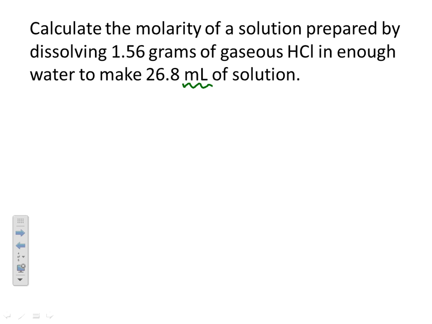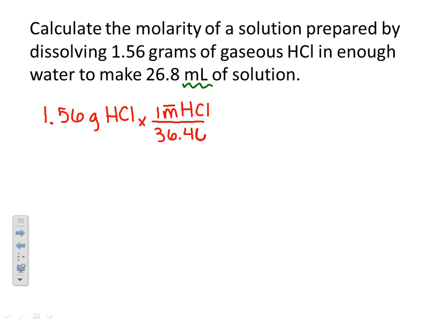So, same as before, let's convert 1.56 grams of HCl to moles. So 1 mole of HCl is 36.46 grams. And that's going to give us 4.28 times 10 to the minus 2 moles, or 0.0428, works too, moles of HCl.